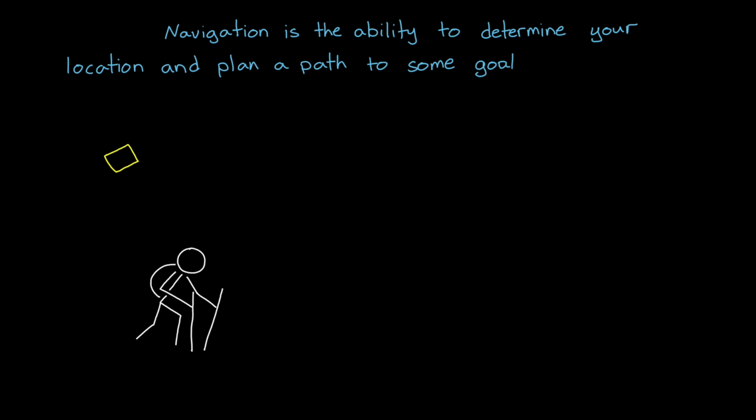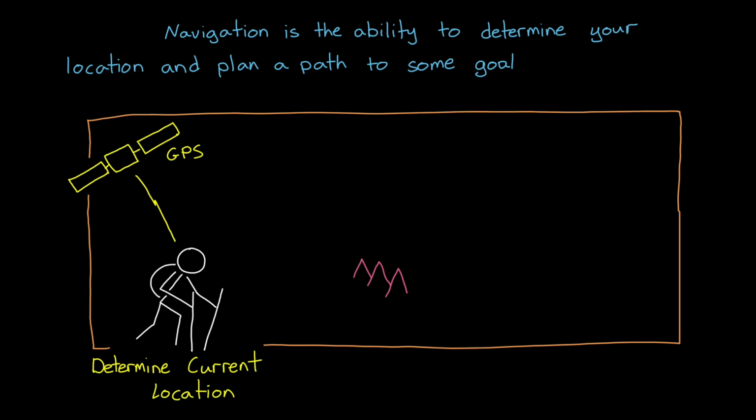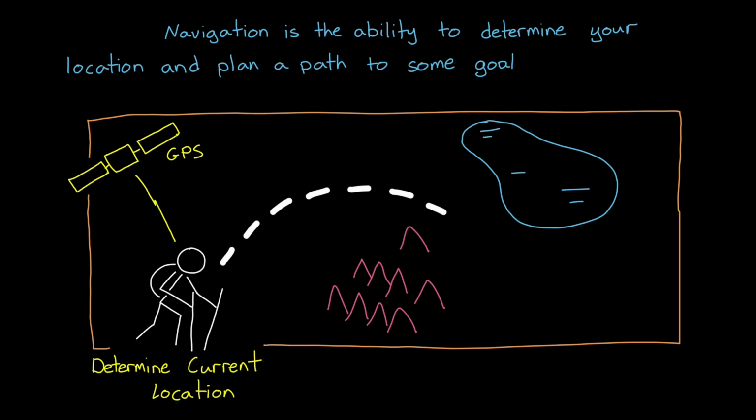Navigation is the ability to determine your location within an environment and to be able to figure out a path that will take you from your current location to some goal. Navigating in the wilderness might require, say, GPS to determine where you are, and a map to plan the best path to get around mountains and lakes to reach your campsite, or whatever your goal is.